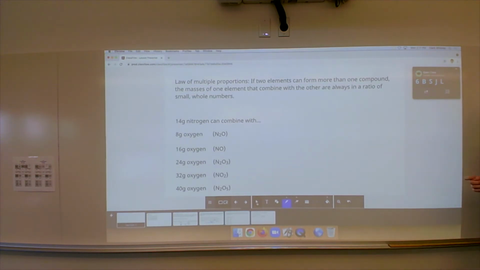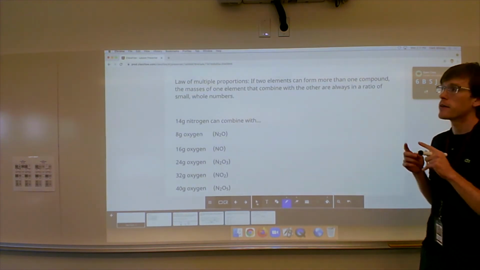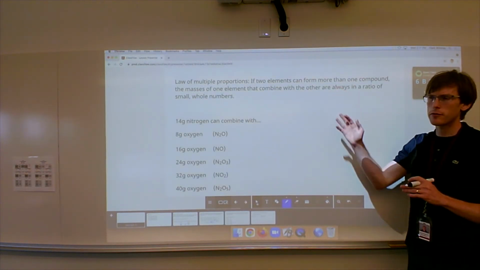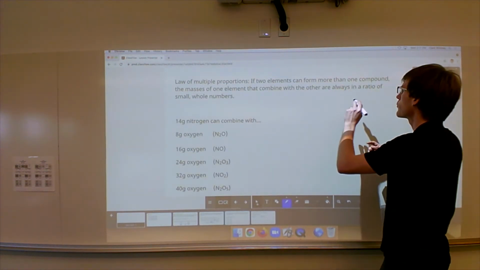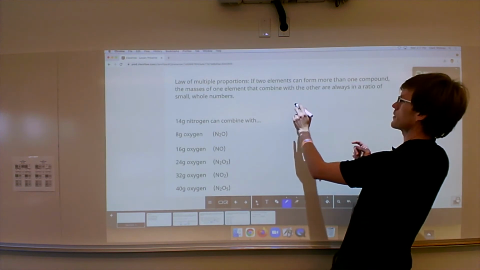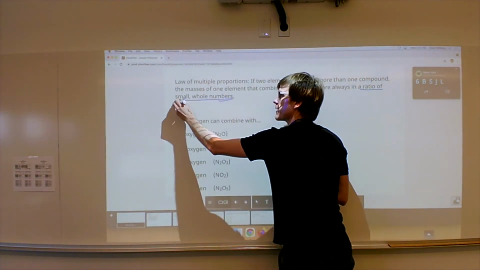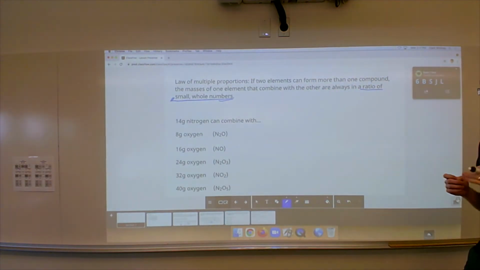But if two elements can form more than one compound, the masses of one element that combine with the other are always in a ratio of small whole numbers. This is really difficult to wrap your head around. Ratio of small whole numbers is definitely what you really want to focus on here.